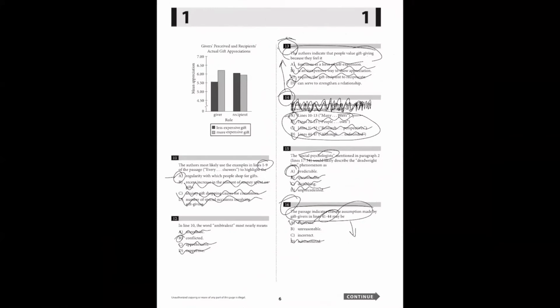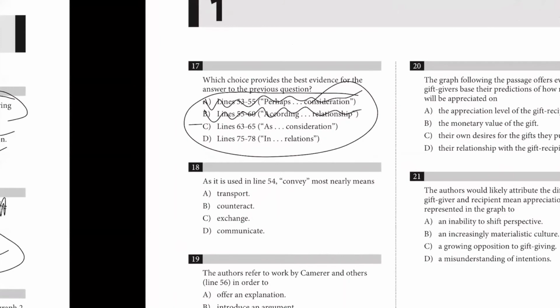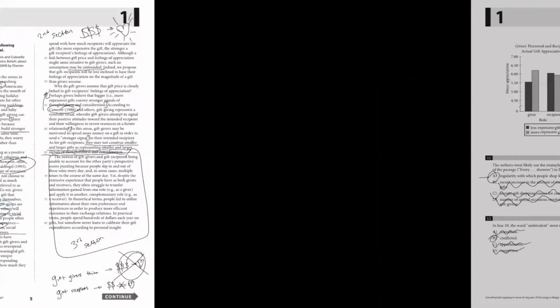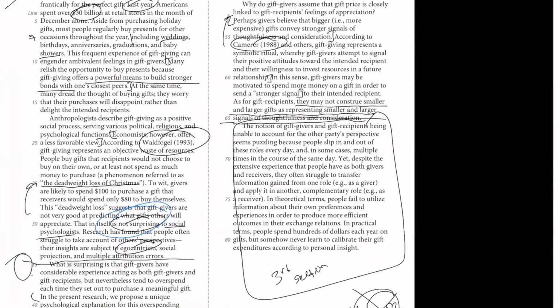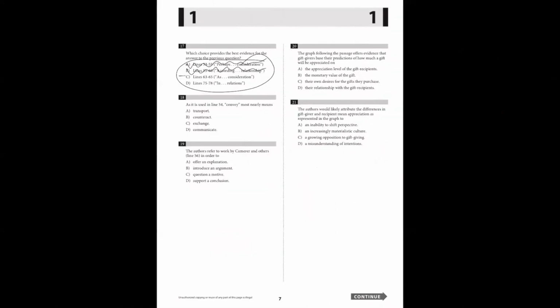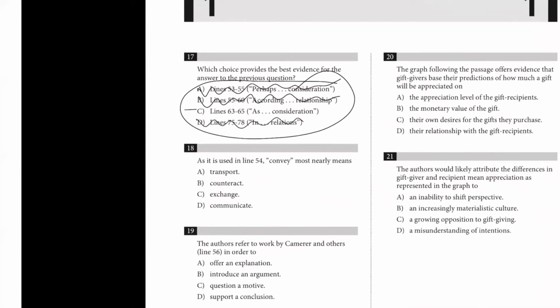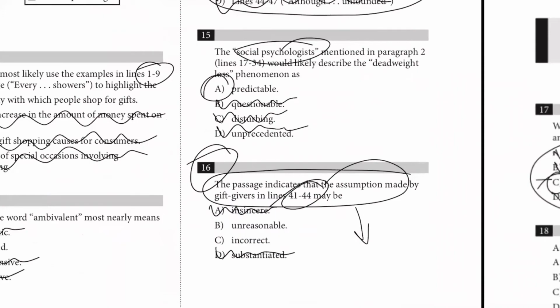So for those of you who picked incorrect, good job. I'll go on to explain why unreasonable is incorrect. So we have our evidence. Again, let's go over 75 through 78 just to make sure everything's good. "In theoretical terms, people fail to utilize information about their own preferences and experiences in order to produce more efficient outcomes in their exchange relations." This quote is saying that people fail to take into account others' perspectives. This is not what we're talking about. We're talking about the relation between money and gifts, or money and association with love.